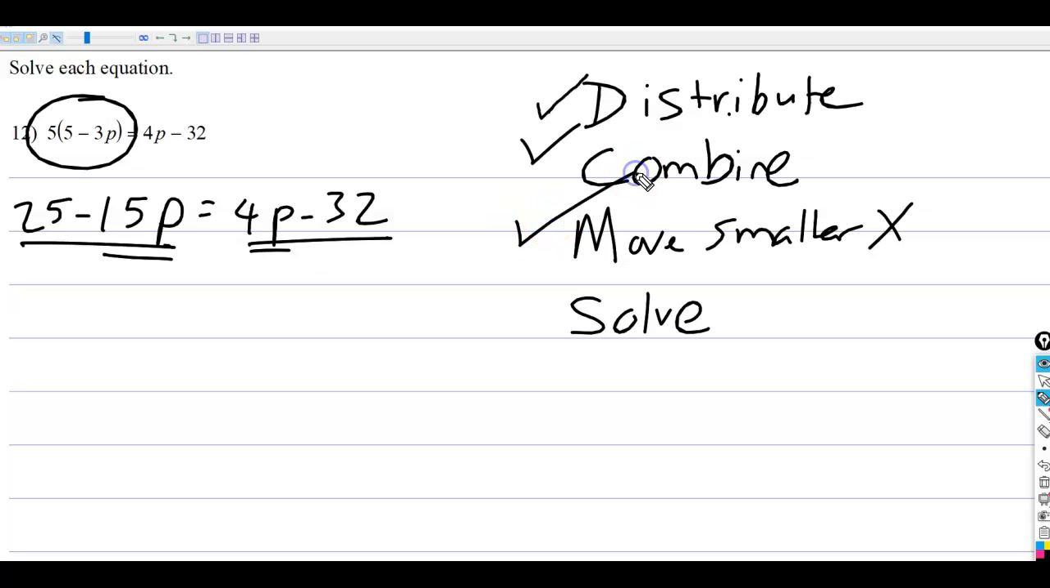Next thing we're going to do is we're going to move the smaller x. In this case, we could say p, because we're not solving for x, we're solving for p. So in this case, we do have a smaller p. Which number is smaller, negative 15 or positive 4?